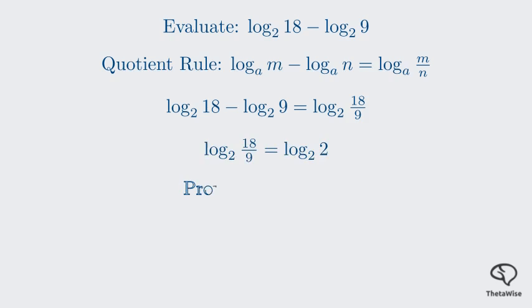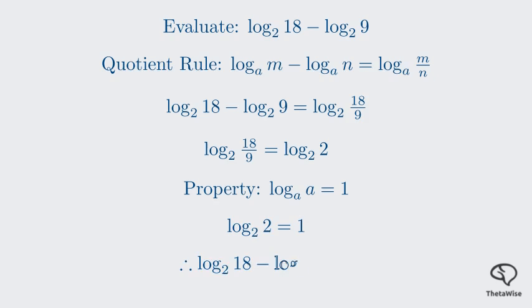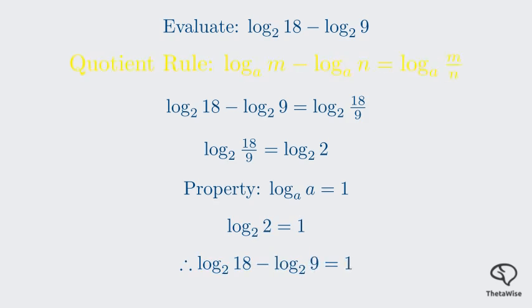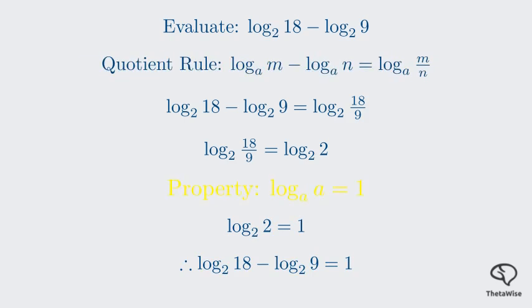The property states that the logarithm of a number to its own base is always 1. This is because any number raised to the power of 1 is itself. Therefore, log base 2 of 2 is equal to 1. So we have found our final answer. The value of log base 2 of 18 minus log base 2 of 9 is 1. To recap, we use the quotient rule to combine the two logarithms, and then the property that log base a of a equals 1 to find the final value.